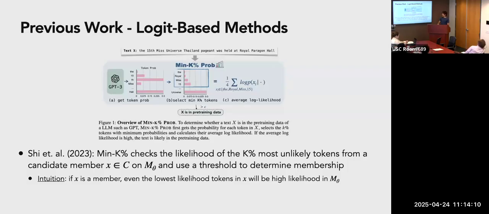If you imagine this sequence, the 15th Miss Universe Thailand pageant was held at this Royal Paragon Hall. If you're looking at all the tokens, the words held and at, just from language modeling in general, are going to be the most likely target tokens, regardless of whether I really trained on this. The tokens which have a very high surprisal might be more meaningful to check for. So it's similar to the previous slide in that we're just trying to account for generally familiar tokens.